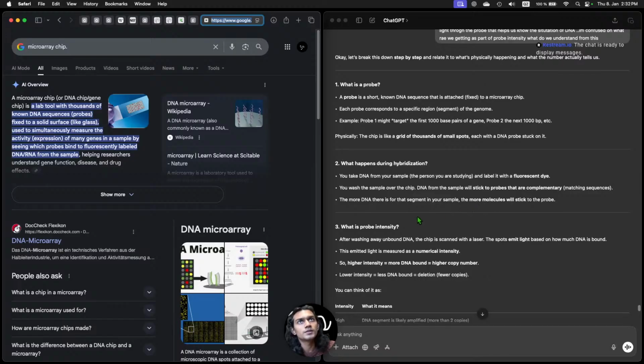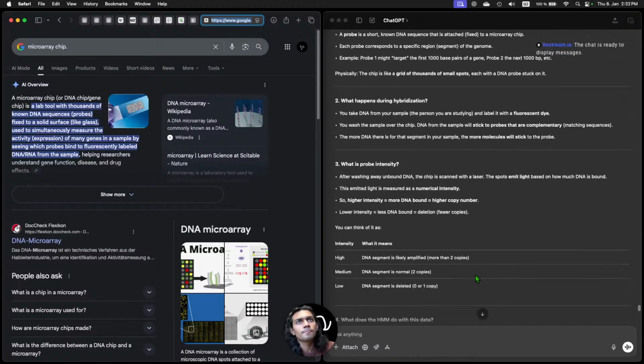What is probe intensity? After washing away unbound DNA, the chip is scanned with a laser. The spots emit light based on how much DNA is bound. The emitted light is measured as a numerical intensity. Higher intensity means more DNA bound, higher copy number. Low intensity means less. High means the DNA segment is amplified, more than 2 copies. Medium means the DNA segment is normal.